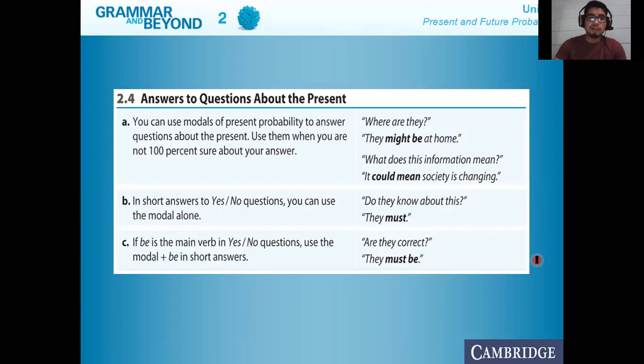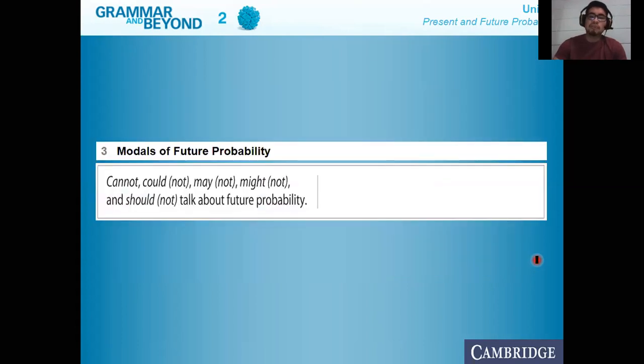Now we're going to move on to the modals of future probability that we have studied before. If you remember, when we studied the modal verbs, we have cannot, could not or could, may or may not, might or might not, and should or should not, to talk about future probability. What's the difference? We're going to see in a second.